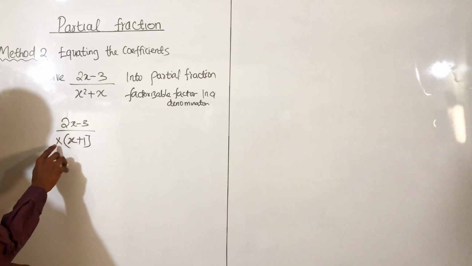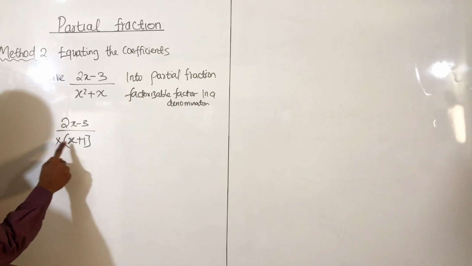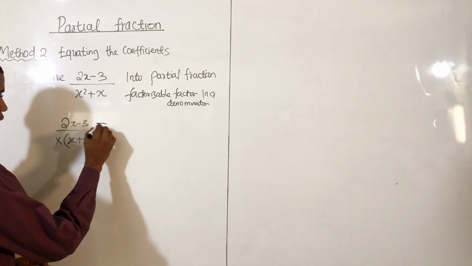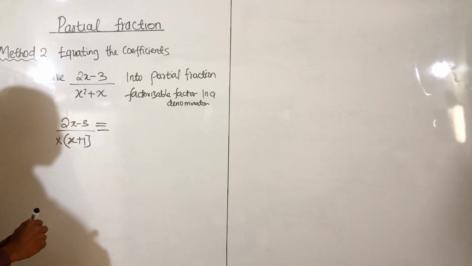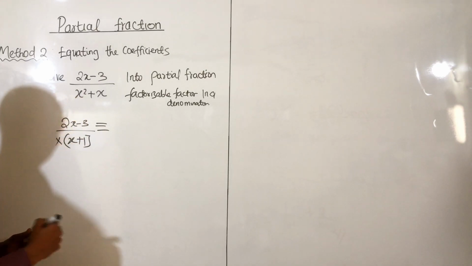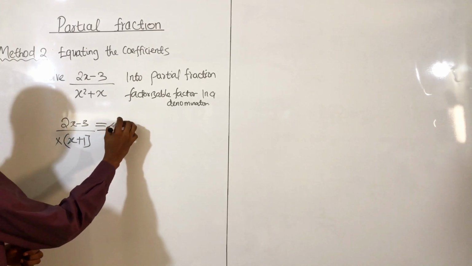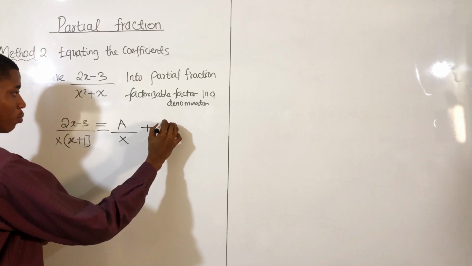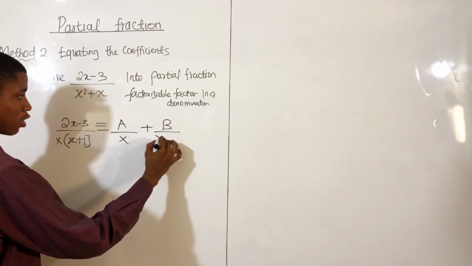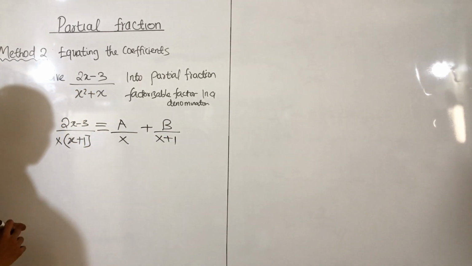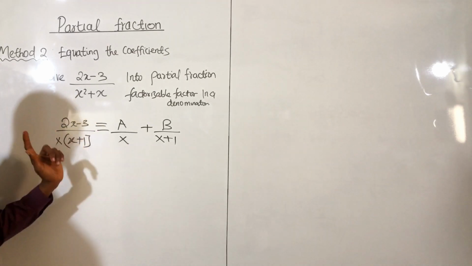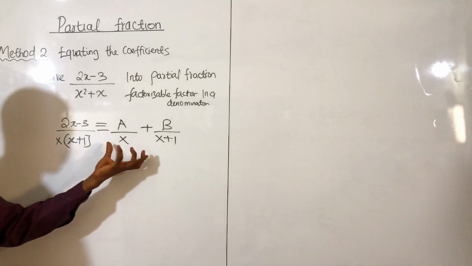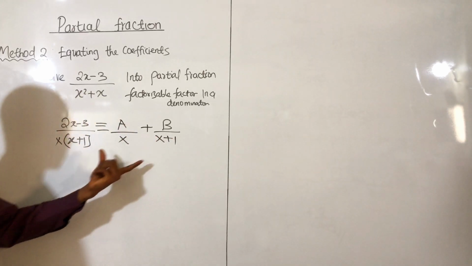The next step is to break this down, knowing that we have two factors in the denominator. We're going to break this down using the equals sign, so we have a over x for the first term plus b over x plus 1. It's very important that you know why we are breaking it down this way: it's because we have two factors in the denominator. If you have three factors, you break it into three. If you have four, you break it into four.